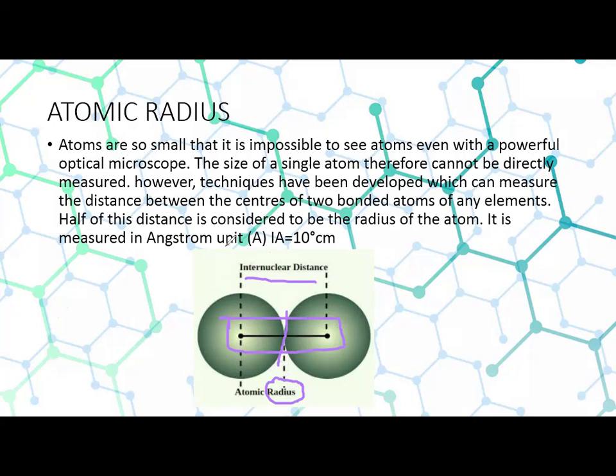And the unit that is used to represent the atomic radius of an atom is called the angstrom unit, represented by capital A, and 1 angstrom is equal to 10 to the power minus 8 centimeter. So this is the way that scientists can easily measure the atomic radius of any atom.